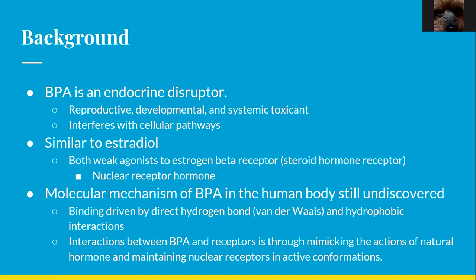BPA is an endocrine disruptor. It acts on a hormonal level by distorting hormonal balance, and specifically BPA induces estrogenic effects because it binds with estrogen-related receptors. BPA is very similar to estradiol, which is one of the main hormones within the reproductive process. Estradiol's main role is in maturing and maintaining the reproductive system, so helping to mature eggs, and it also helps with the releasing of the egg.